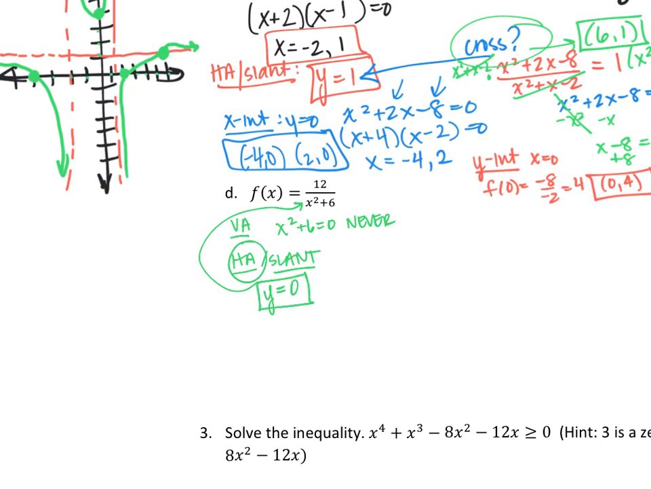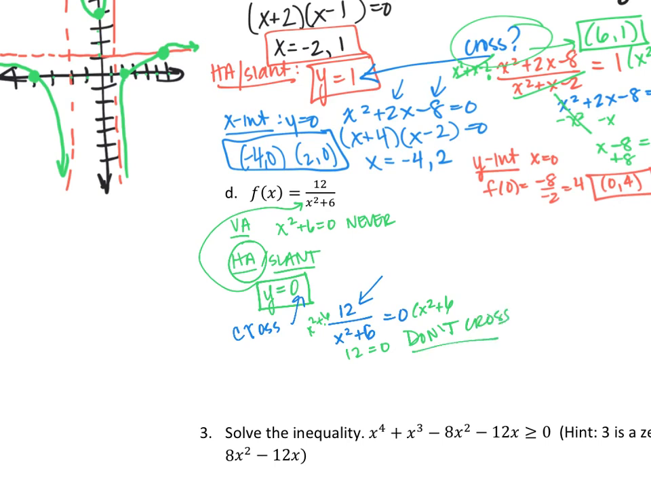And let's see, what else do we have? We need to see if we cross the horizontal asymptote. So we want to know when 12 over x squared plus 6 equals 0. Well, that's never going to happen because this fraction is never 0. You can try and clear out the fraction if you don't see that. So x squared plus 6 times x squared plus 6, we're going to get 12 equals 0. So we know we don't cross.